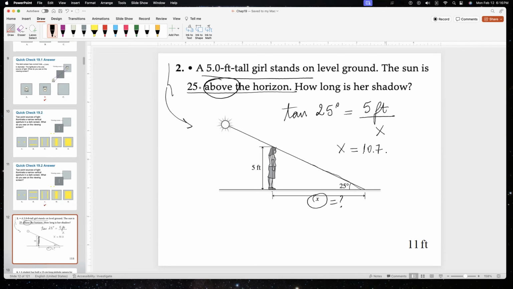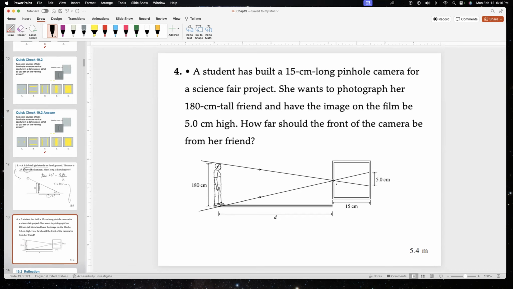This is a picture that I'm providing to you. So a student has built a 15-centimeter long pinhole camera. So what is a pinhole camera? Like your eye, in a sense, is a pinhole camera, okay? Your eye has a lens behind the pupil, but if you ignore that, it works like a pinhole camera, essentially. So a pinhole camera is just a box with a very tiny little hole. That's it. So he has a 15-centimeter long pinhole camera. So draw the box with a hole, 15 centimeters.